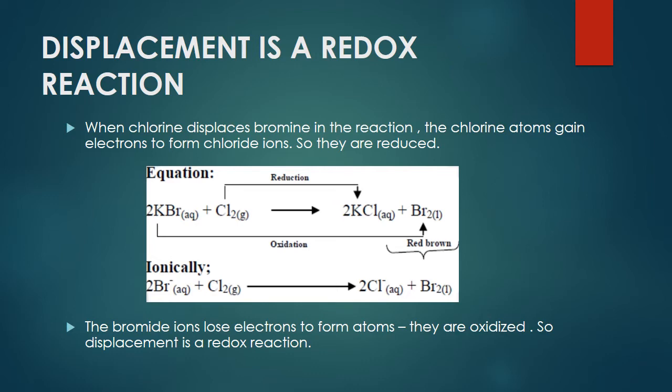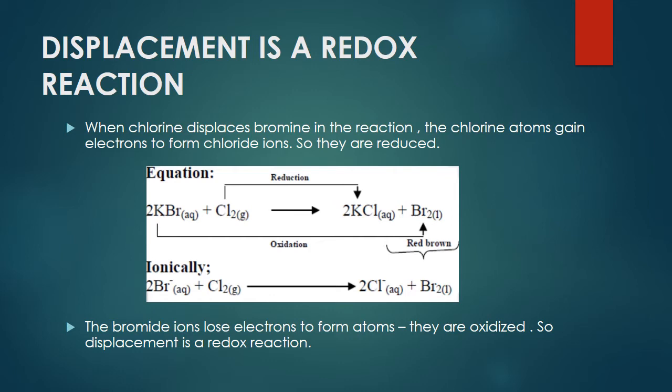When chlorine displaces bromine in the reaction, the chlorine atoms gain electrons to form chloride ions. Why? Because chlorine atom can strongly attract the electrons towards itself more than the bromine. So chlorine atoms gain the electron to form chloride ions, so they are reduced. On the other hand, the bromide ions lost electrons to form atoms. They are oxidized. Bromide ion was negatively charged before, and by losing electron it becomes a neutral atom, so they are actually oxidized. So displacement is a redox reaction.